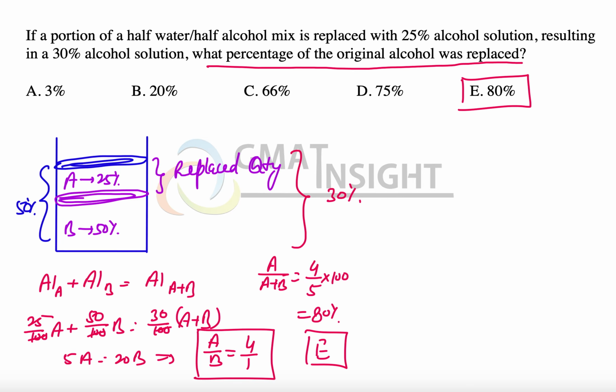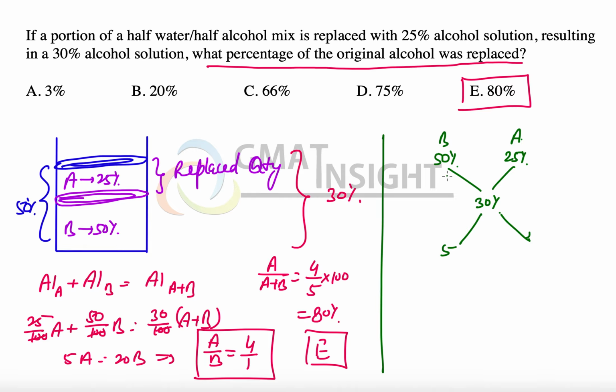Now, the same question could also have been answered using the alligation method, which simply says that initially we have 50% alcohol solution and some of it is replaced by 25% alcohol solution. This is the replaced quantity which we are marking by A. This is the leftover of original quantity, and finally we have a 30% alcohol solution. We take the diagonal differences. So the difference of 25 and 30 is 5, and the difference of 50 and 30 is 20.